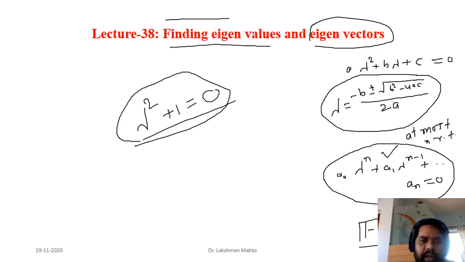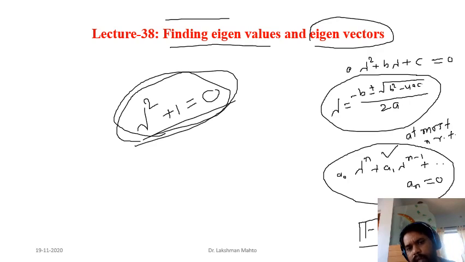So here, lambda square plus 1, if you take this quadratic polynomial, then you can easily say that this one has no real solution. But if you want to see the solutions from a complex perspective, then there are two complex solutions. One is iota, another one is negative iota.